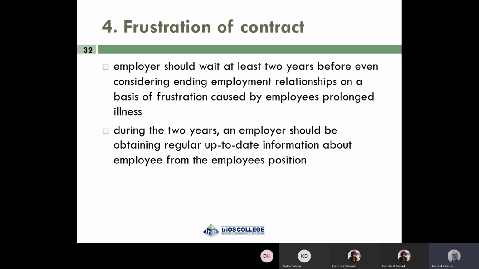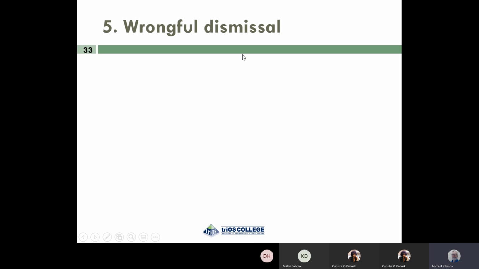During the 2 years, an employer should obtain regular up-to-date information about the employee from the employee's position. Again, we need to know because, number one, that job changes. Nothing is static. Everything changes. Everything's dynamic. So the job you were doing 2 years earlier may have totally changed from what it was.